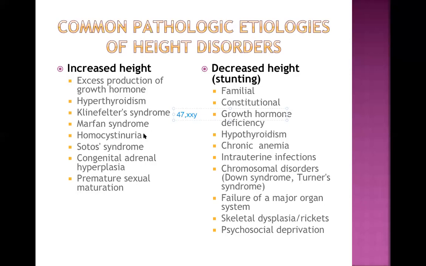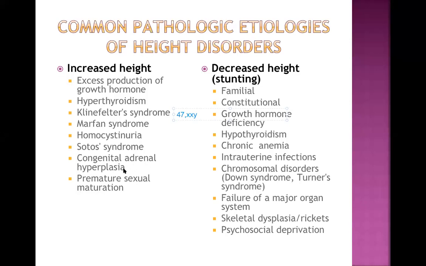Homocystinuria is a disorder of amino acid metabolism where there is increased height. Soto syndrome is another condition where the person is quite tall and there is an abnormality of the brain. Usually the brain is slightly bigger in size, and it also leads to mental retardation. That is Soto syndrome.